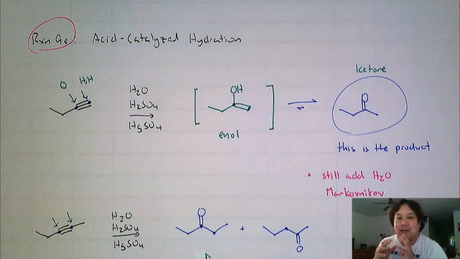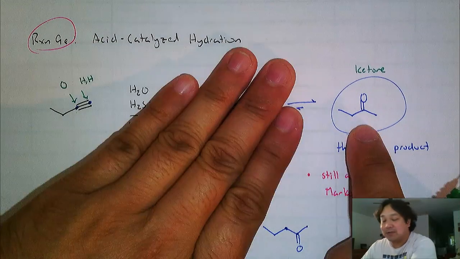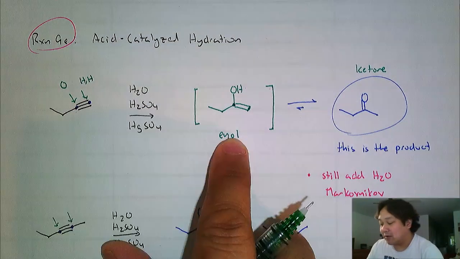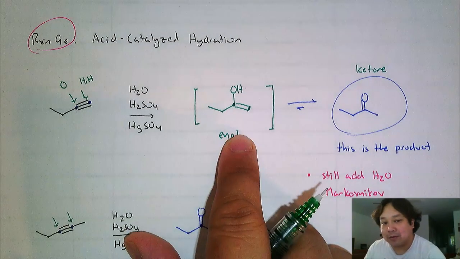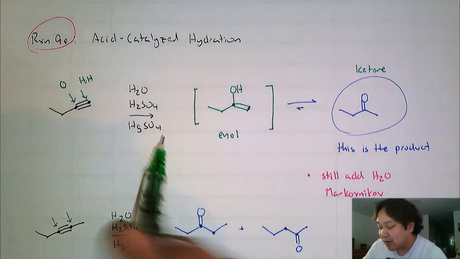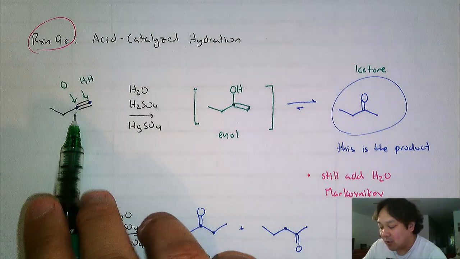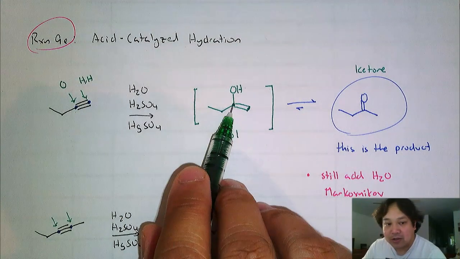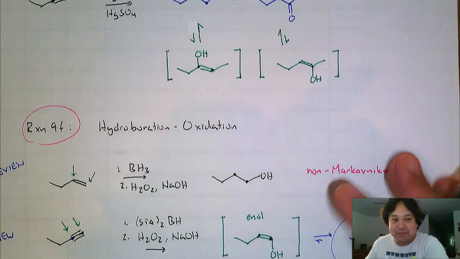Again, it's not magic that it jumps to this automatically. We know that it has to go through the enol. Why shouldn't this bother you? This shouldn't bother you because we're doing what we did before. We added an H and an OH to get our intermediate. An H and an OH. You saw that with alkenes.